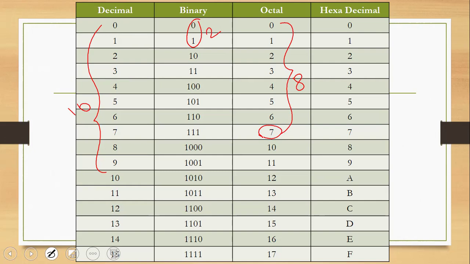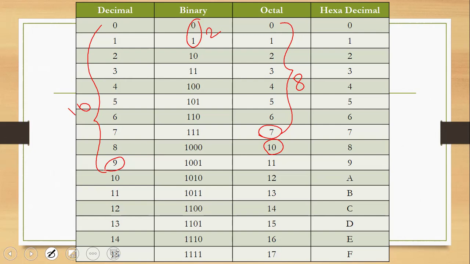After 7, there is no 8 here. So 7 is the maximum digit in the octal number system. When it reaches the maximum number, obviously the next will be this one. Here also in the decimal number system, when it reaches the maximum digit in the position, it will go next to 0 and the next bit will be incremented by 1. Likewise in the octal number system, when it reaches the maximum digit, which is 7, its next number is 1 0. We should not call it ten. It is called one zero, right?